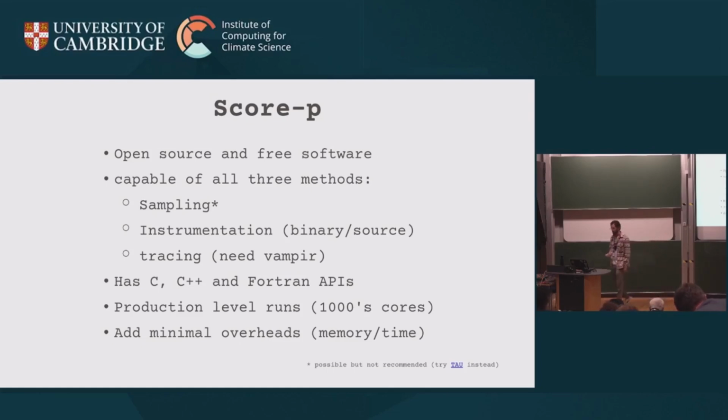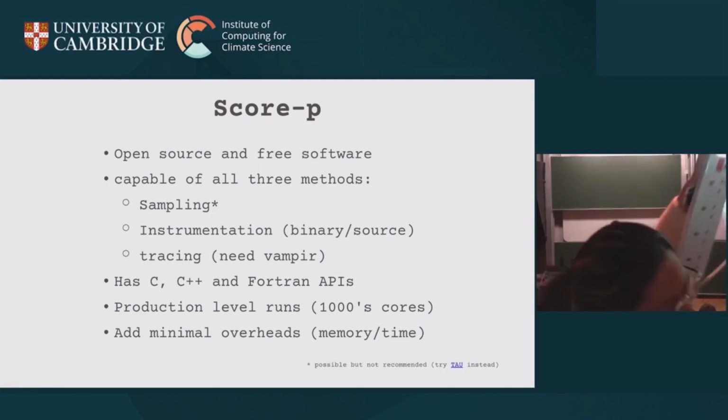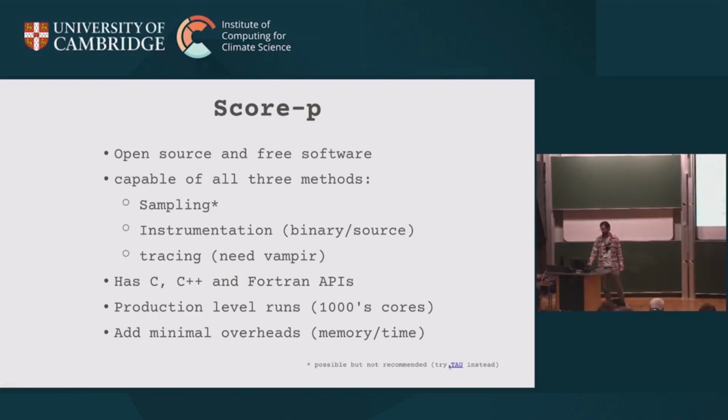Yeah, thank you. So today we're going to cover ScoreP. It's just one tool, open source and free software. There are a couple that I've used. There's another one called Tau, and I've got a link in the slides that you can have a look at. It's similar but different, with different strengths and weaknesses. It's a really good tool, and there's some really good documentation. I've just picked one because we don't have enough time to do both.